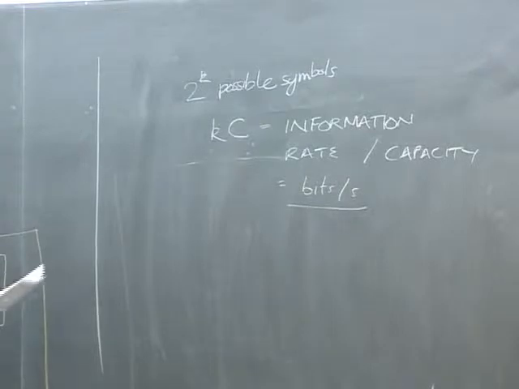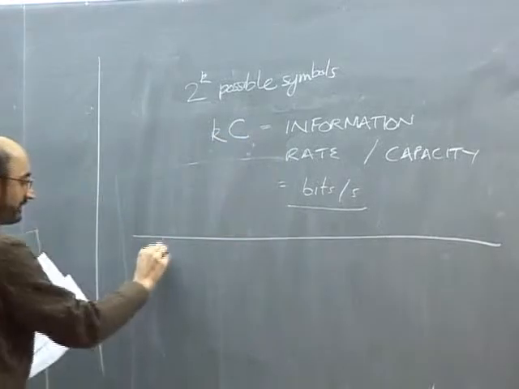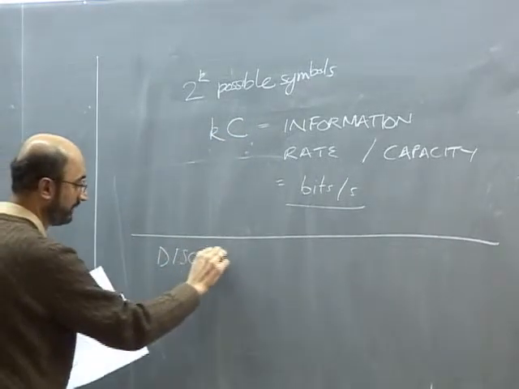Okay. All right. The next kind of thing I want, the last definition, is what's called a discrete memoryless channel.